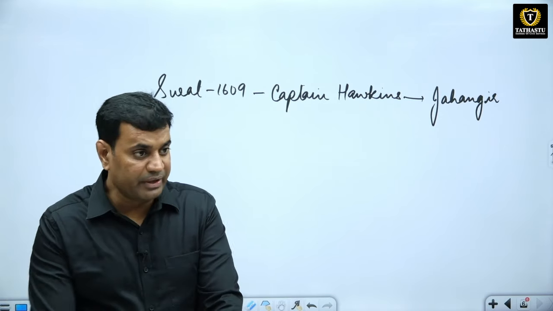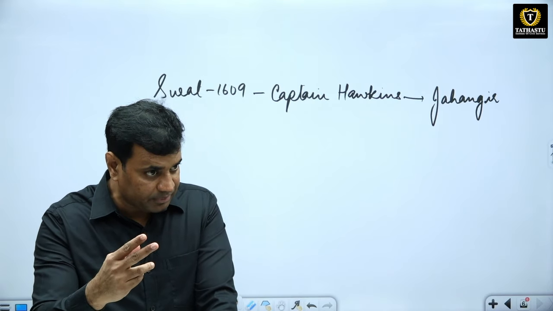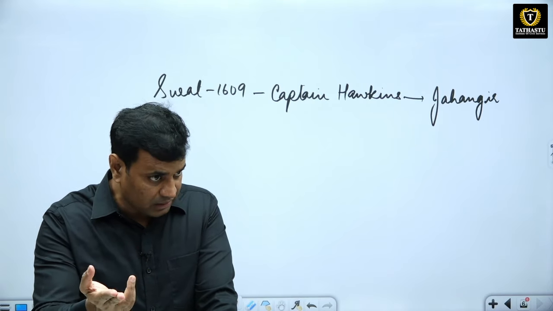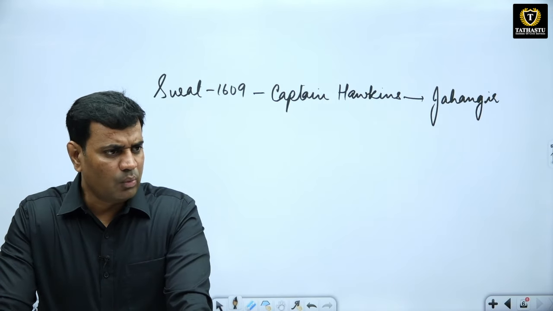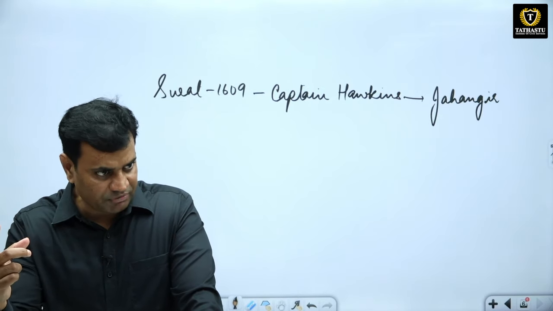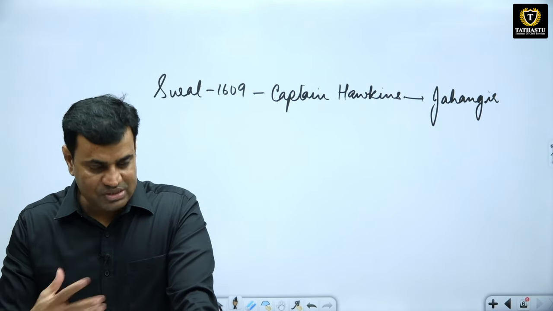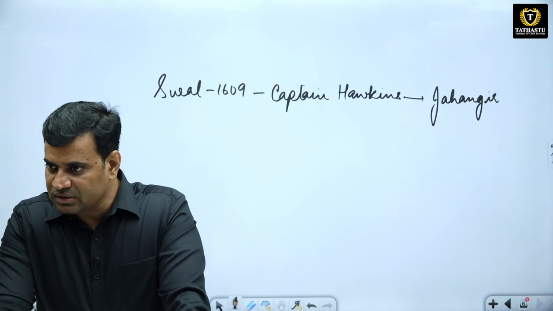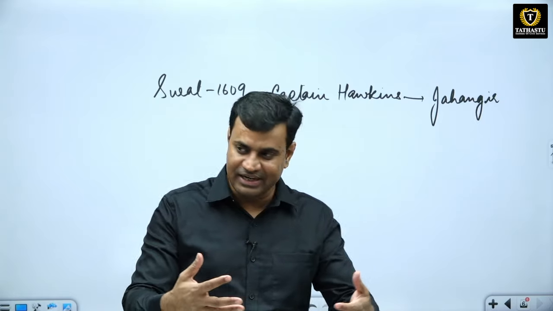Coming to his name, his original name was Prince Salim. When he became Mughal Emperor after the death of his father Akbar, he took the title of Jahangir. Jahangir means world conqueror. Jahan means world, gir means conqueror. He took this self-proclaimed title to show he was conqueror of the world, even though he did not conquer anything.